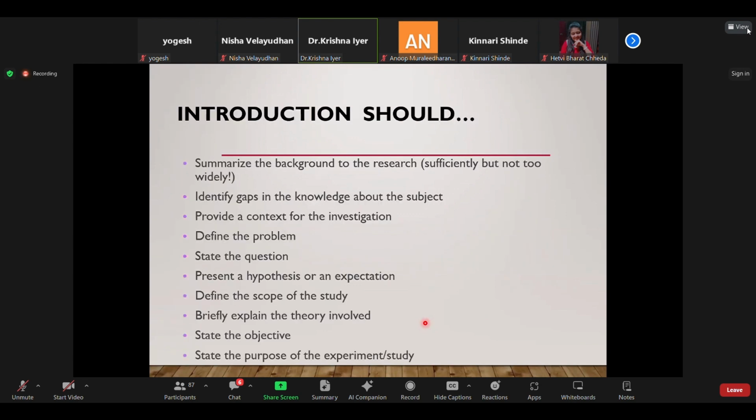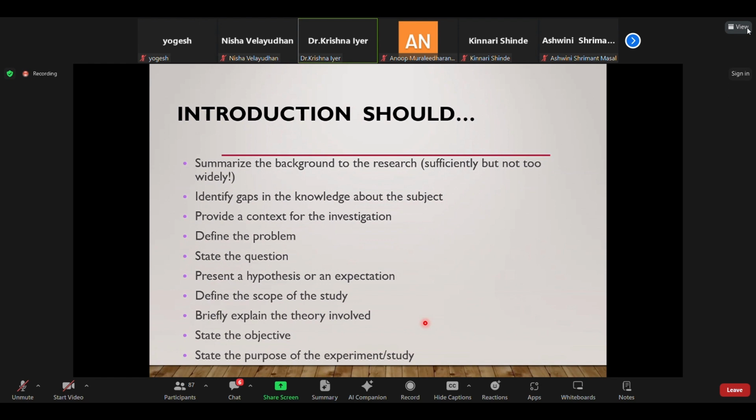Okay, but if you go deeper into the introduction section, you will find that it will have a little bit of a summary of the background to the research that you are going to talk about, just enough, but not so that it takes up all the space of the paper. While writing this introduction, you have to make sure that you tell the reader where there are gaps in the knowledge about the subject, and that your work is related to filling this gap, so that there is a context to the investigation that you are talking about.